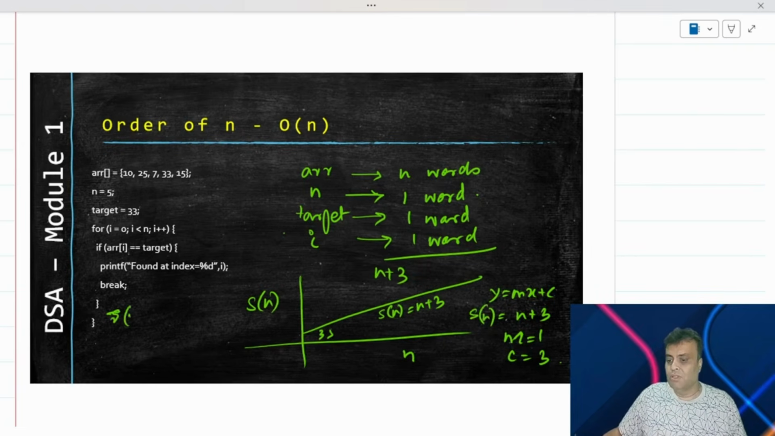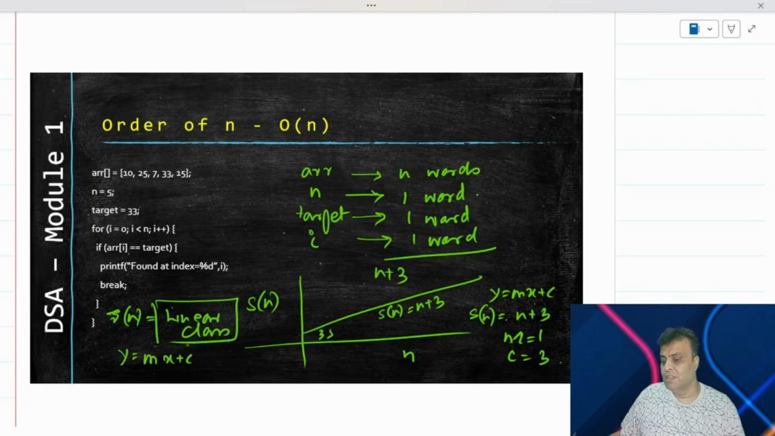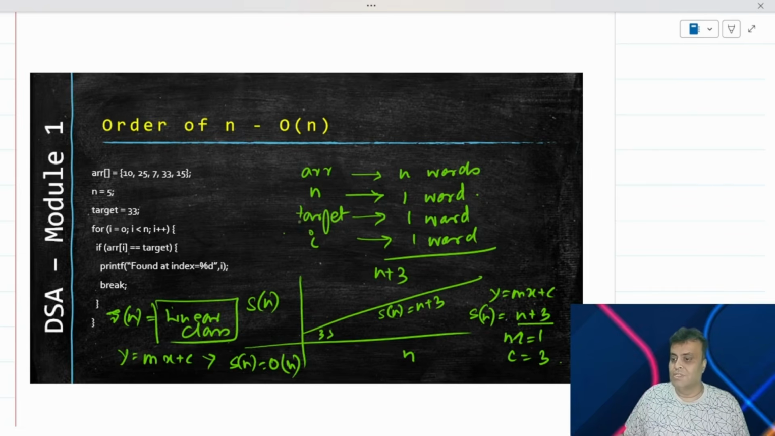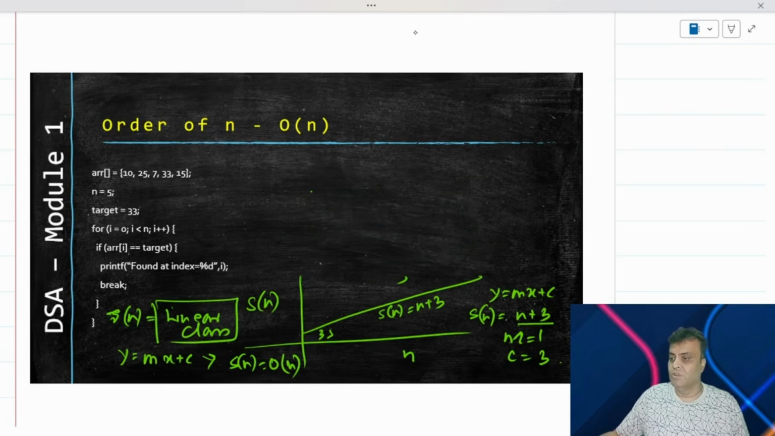So Sn is following what? Sn is following a linear class of polynomial. This linear class of polynomial is represented as y equal to mx plus c, right? If it follows a linear class because it is n plus 3, what is its order? Its order Sn will be order of n, because all linear class polynomials have a degree of 1 and hence order of n. So in this case, the time and space complexity that you will write as a final answer is: time complexity is order of n, space complexity is also order of n, right?